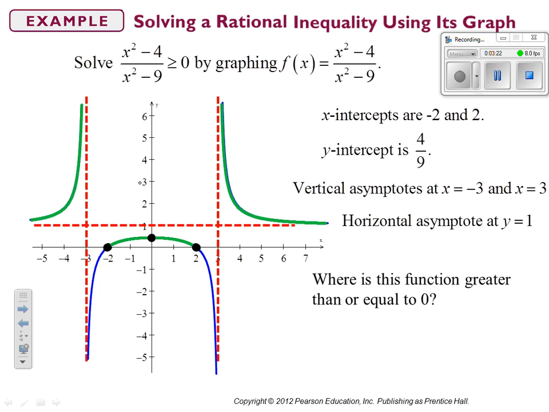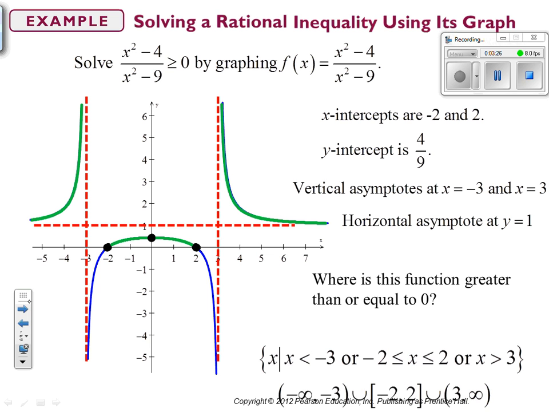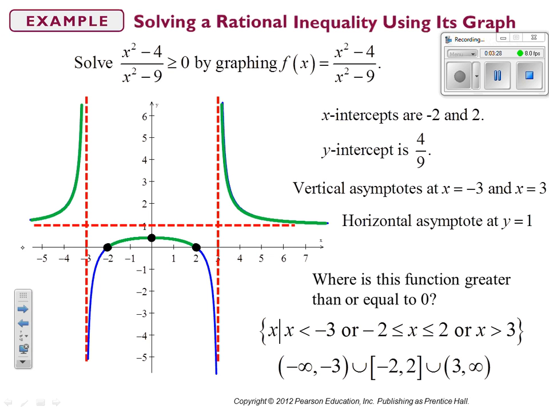Okay, the only thing left graphically is to write the intervals on which the function is above the x-axis. So that would be from negative infinity to negative 3, not included negative 3, from square brackets negative 2 to square brackets 2 because we do want to include those zeros, and then from 3 to infinity, not including the 3.